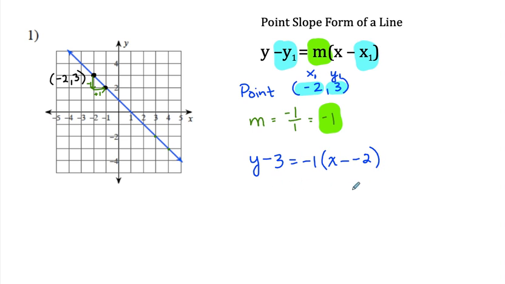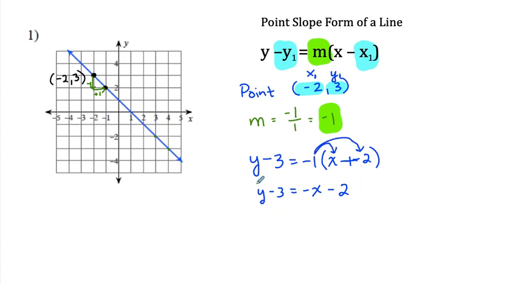And now I'm just going to clean it up a little bit. So I'm going to bring this y minus 3 down for a second. And I'm going to rewrite this x minus -2 as a +2, minus a negative being a positive. And then I'm going to distribute this -1 into the parentheses. So I'm going to get -1x or -x minus 2. Okay. Again, I just distributed that value in.